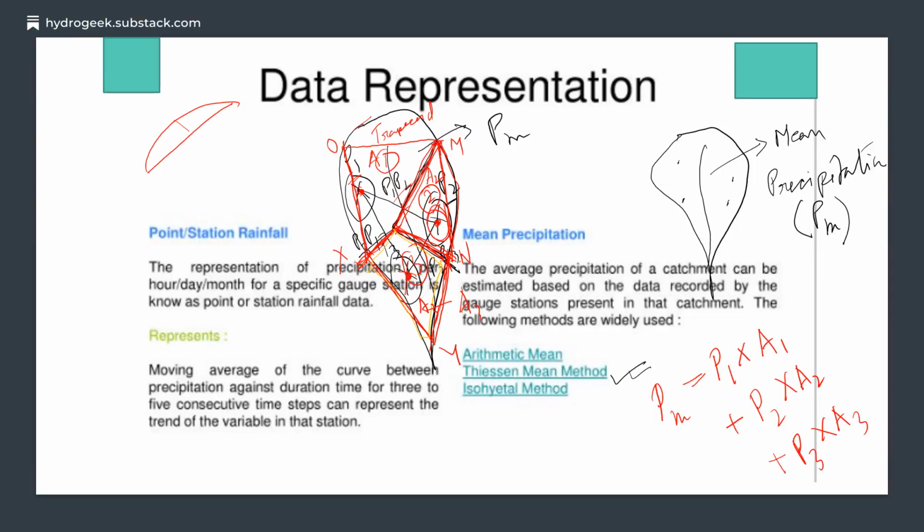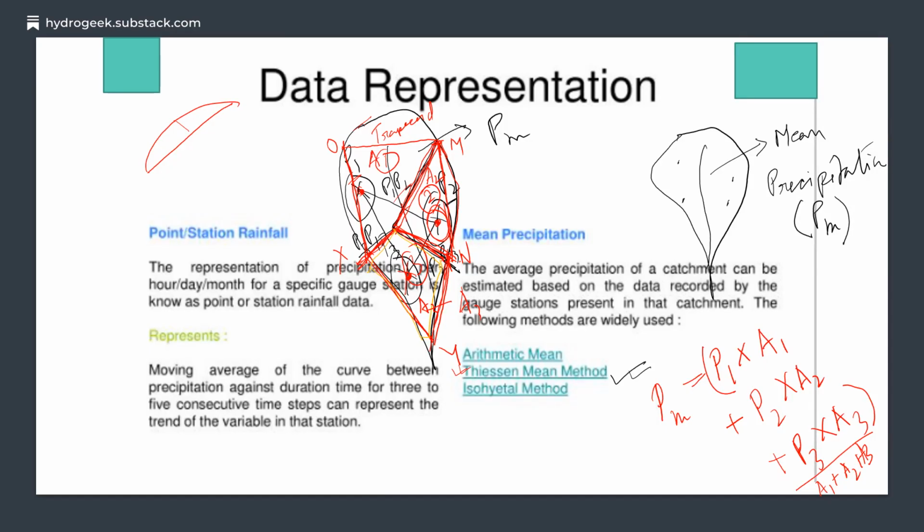So to estimate the mean precipitation of this watershed by the Thiessen mean method, it is P1 into A1, P2 into A2, and P3 into A3, divided by A1 plus A2 plus A3. Okay, this is the formula for estimating the mean precipitation by the Thiessen mean method, or it is also known as the Thiessen Polygon method.